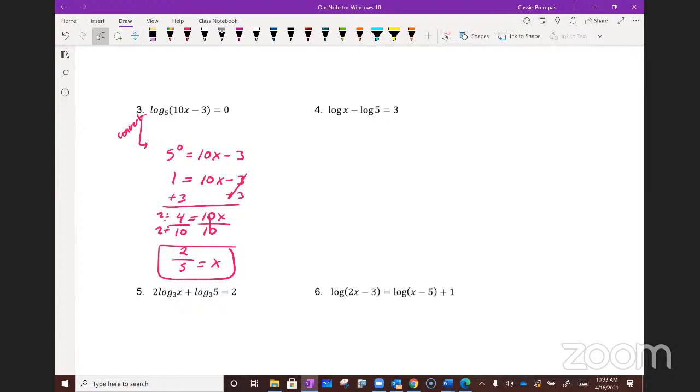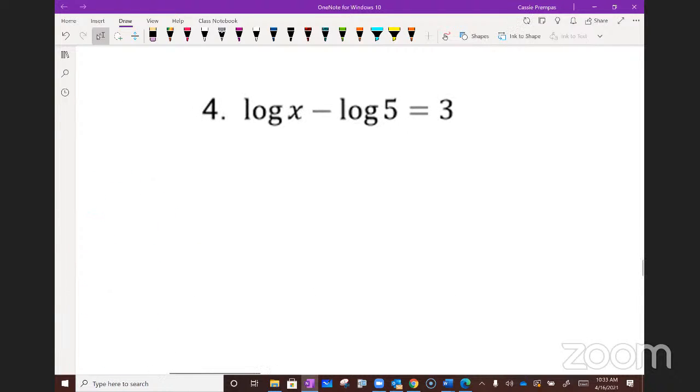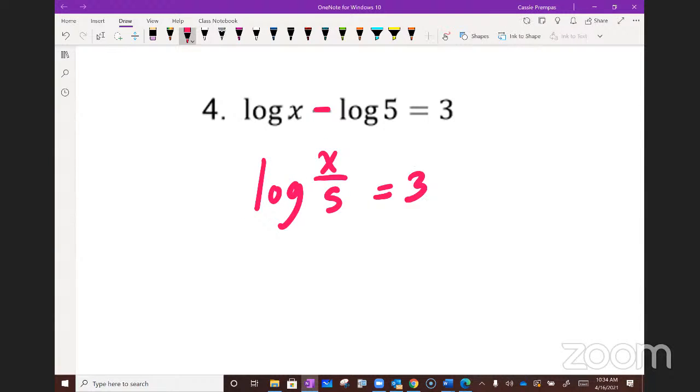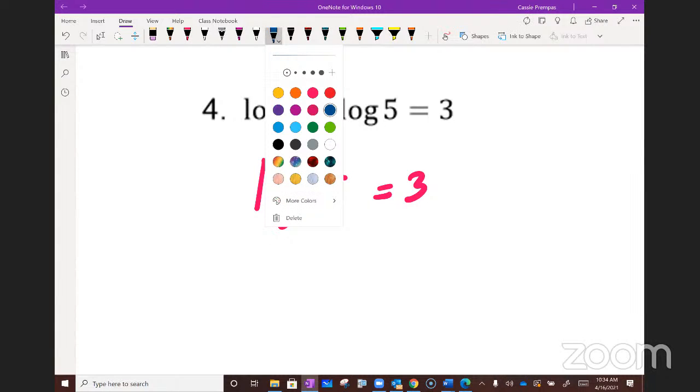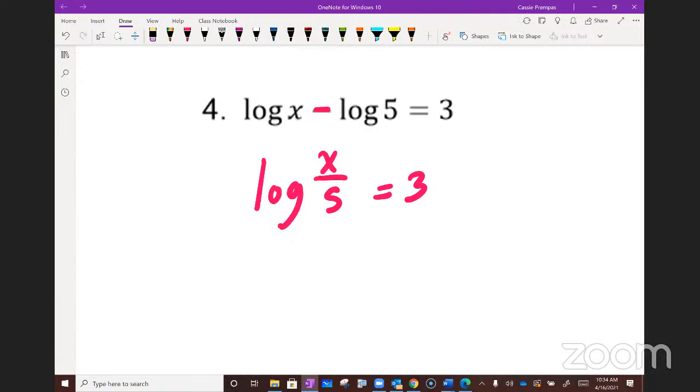All right, number 4. Remember, sometimes you might have to use the properties of logs. Do you think we'll have to use the properties here? Yes, we have 2 logs, and I need to isolate it into 1. What can I do with the minus sign? Division, good, the quotient property here. So this is actually log of x divided by 5 equals 3. There's no base. What's the base understood to be? 10, good, so go ahead and draw that in.